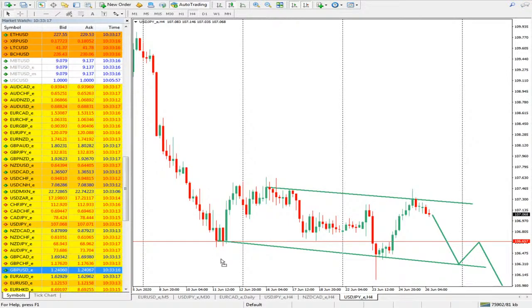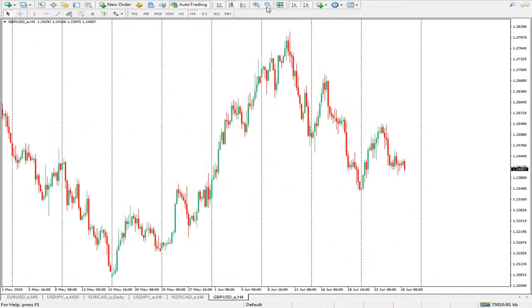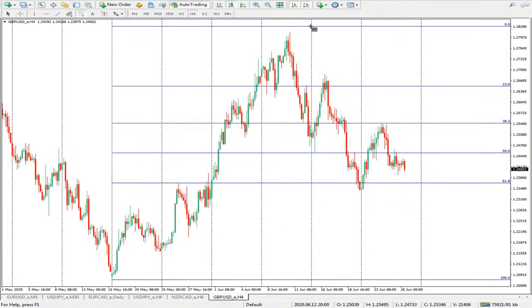USD. USD so far, this is downwards. The price is moving to the lower side, and with this I'm going to add an indicator. I'm going to add the fib levels. Let me draw the fib levels.